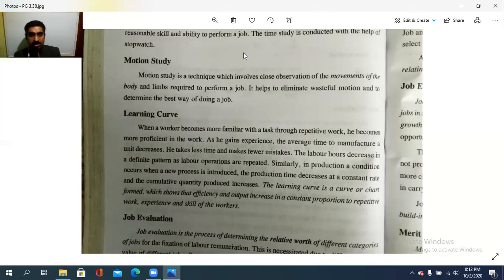Similarly, in production, a condition occurs when a new process is introduced. The production time decreases at a constant rate and the cumulative quantity produced increases. So the learning curve is a curve or a chart formed which shows that efficiency and output increase in a constant proportion to repetitive work, experience and skill of the workers. So that is the curve or a chart, that is the learning curve that shows the efficiency and the output increase.